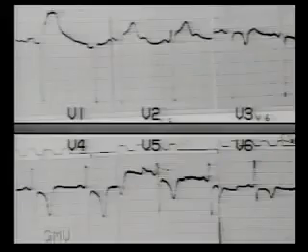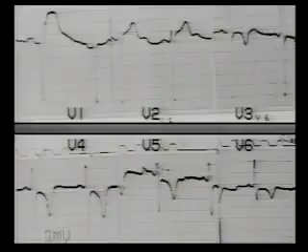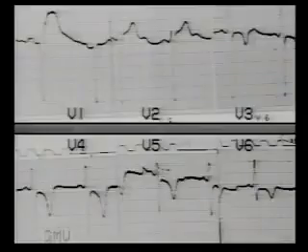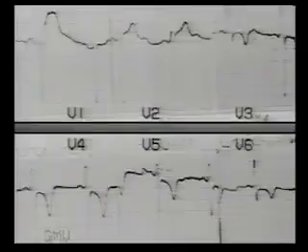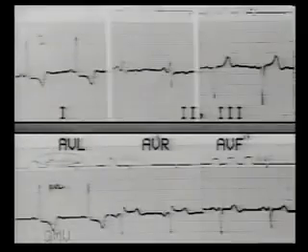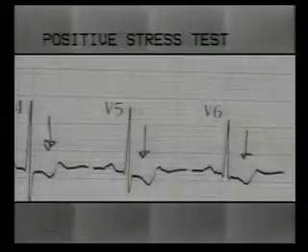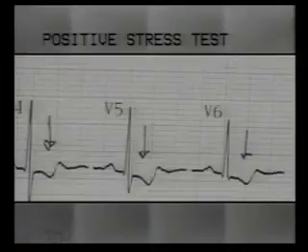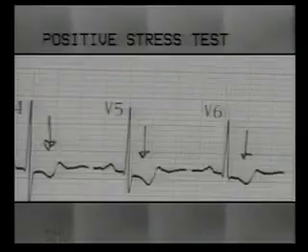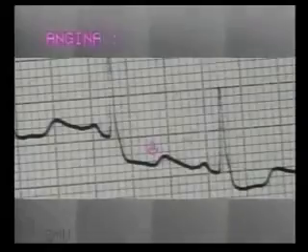This ECG shows deep T wave inversion with ST segment depression in leads V3, V4, V5 and V6. This T wave inversion with ST segment depression in chest leads suggests a subendocardial infarct. Similar changes are seen in 1 and AVL also, subendocardial infarct. This is a positive stress test. Note the ischemic T wave inversion and ST segment depression in leads V5 and V6.